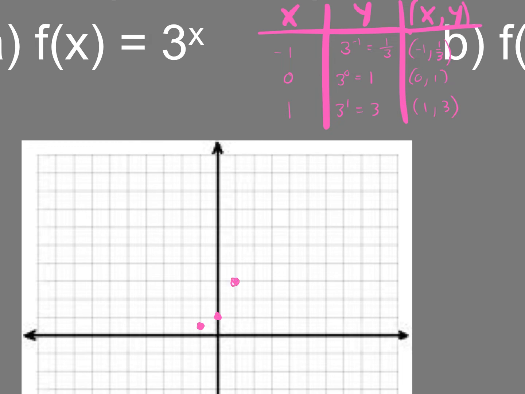If we wanted to keep plugging in points, we could, just to see the shape of our graph. But it's an exponential function, so it's going to go up super quick. And then we're going to get really, really close to 0, but never touch it. So our graph will look like this.